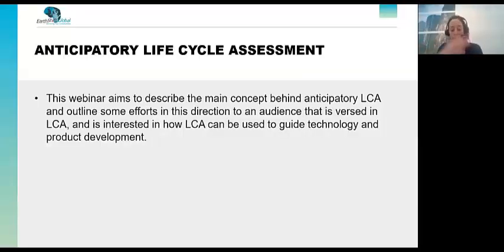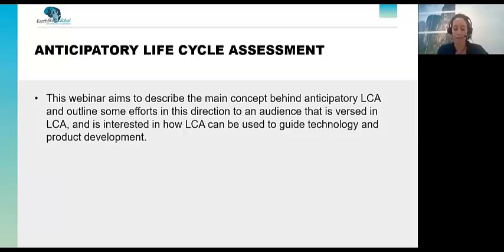So the aim of this webinar is to introduce the concepts behind anticipatory LCA. I think many of you in the audience have heard about anticipatory LCA, ex-ante LCA, prospective LCA, LCA of emerging technologies. There is this great push to apply LCA early in the development phases of a product or a technology.